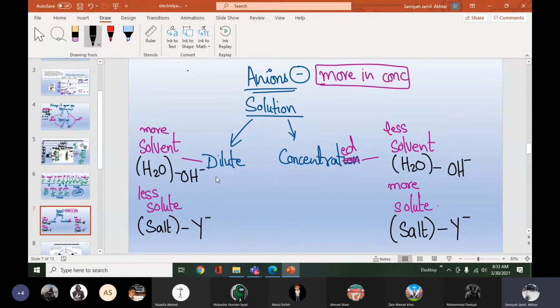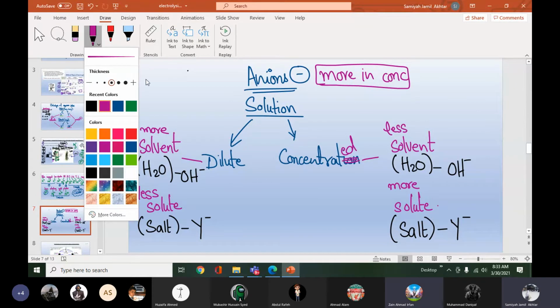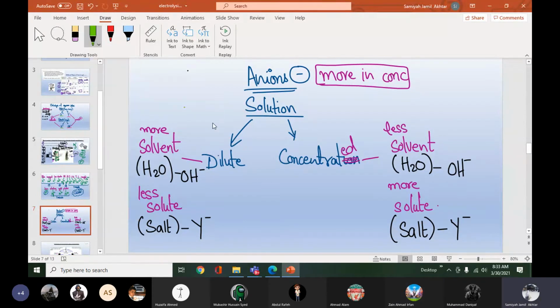Now in dilute solution, tell me which ions will be more, OH ions or Y? OH, because in dilute solution there is more water present. If there is more water, obviously there will be more OH ions. So in this case, OH ions will discharge at the anode. Are you getting it? Yes, ma'am.